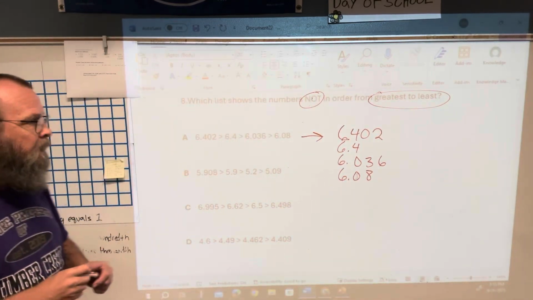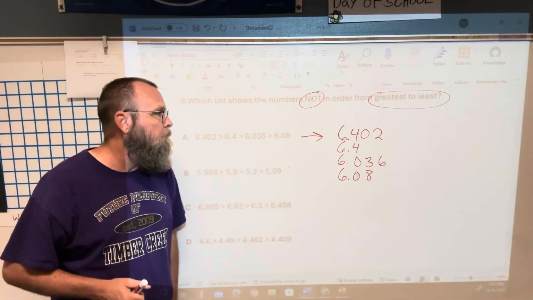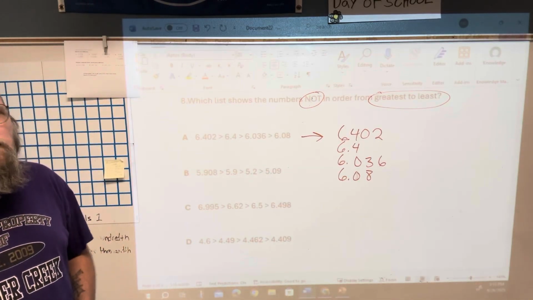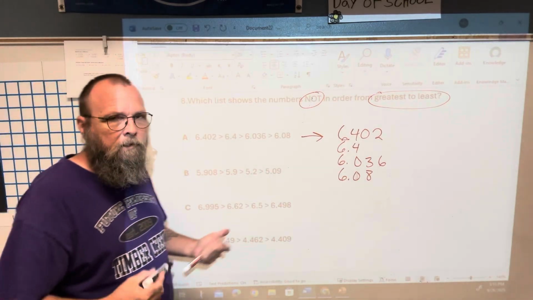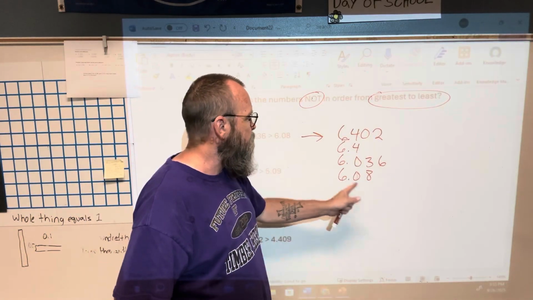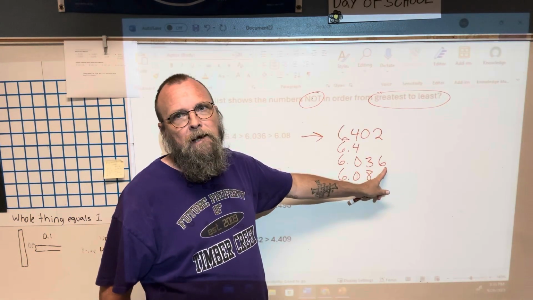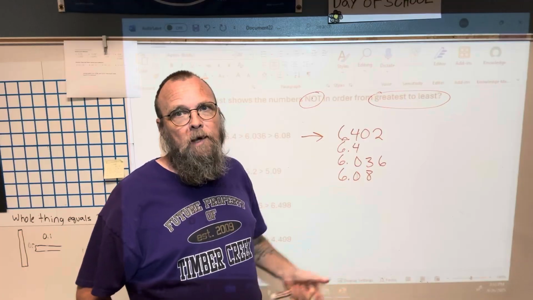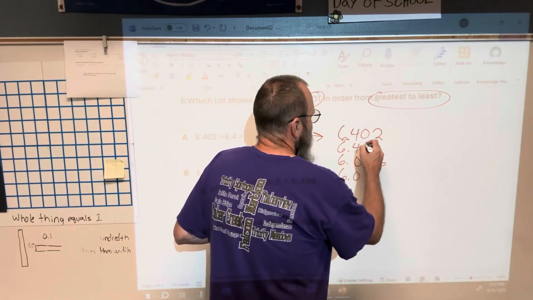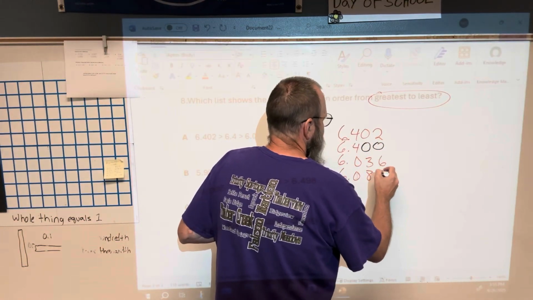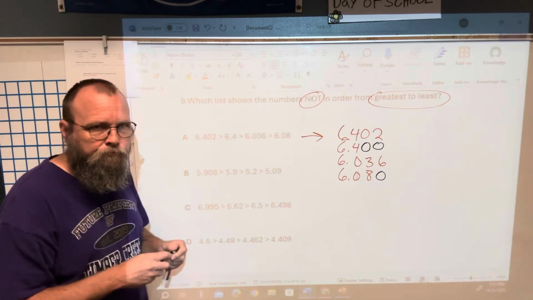Okay, so I wrote them down. I'm just doing A. I wrote them down. I line up the place values. Now this one goes out to the thousandths, and this one goes out to the thousandths. I want them all to go out to the thousandths. So I can add these zeros here, and it's not going to change the value.